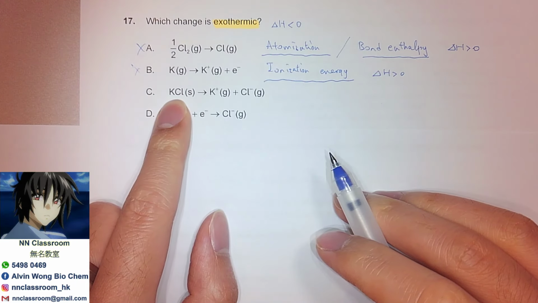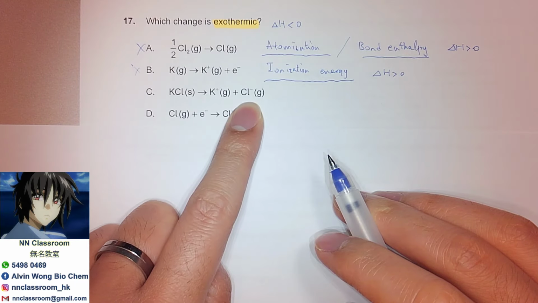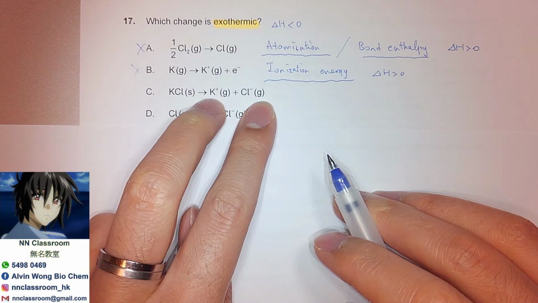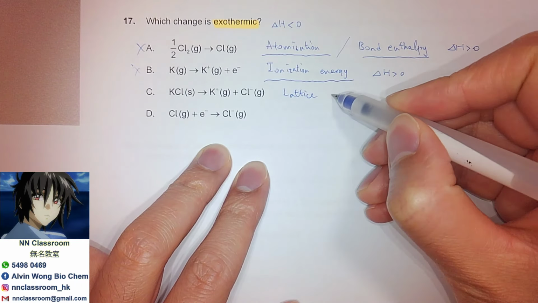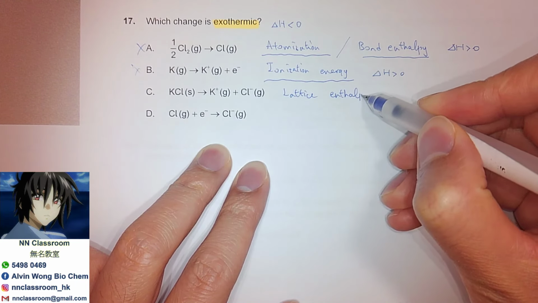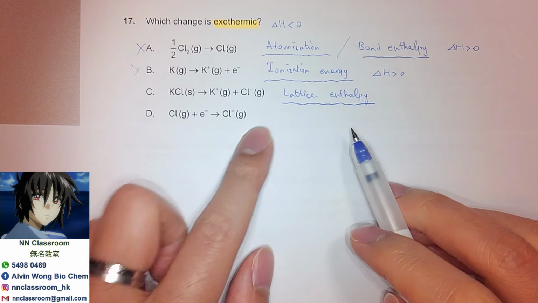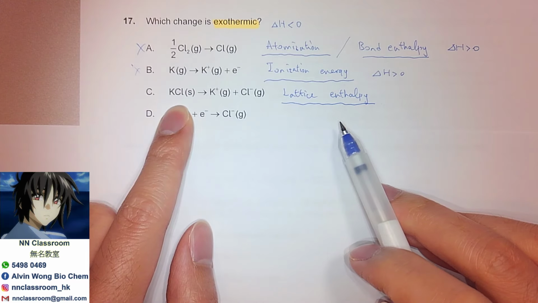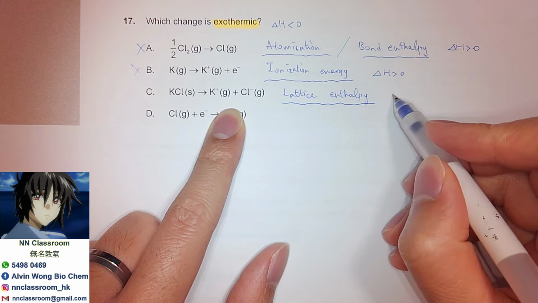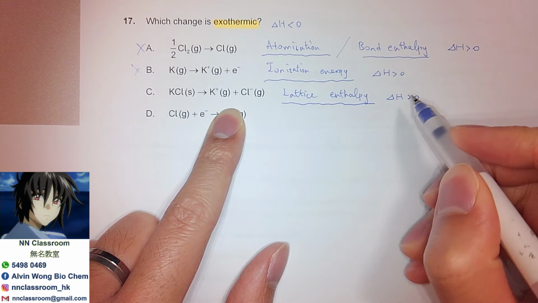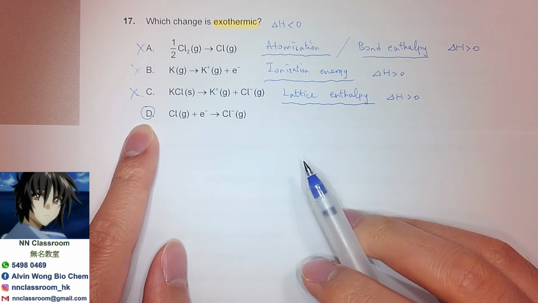For C, from potassium chloride down to potassium ion and chloride ion in the gaseous state. So this is meeting the definition of lattice enthalpy, right? What's lattice enthalpy again? Energy required to break down 1 mole of solid ionic compound back to gaseous state ions. So again, energy is required. So that's why not C again. So obviously our best choice would be D, but let's check.